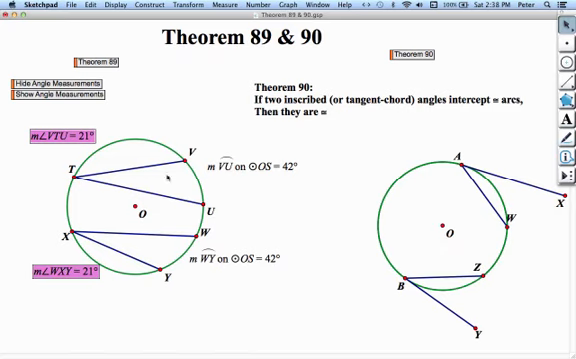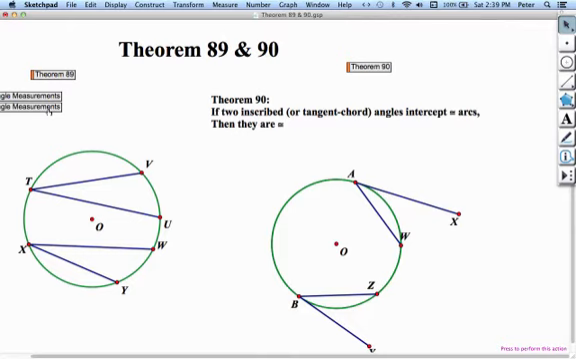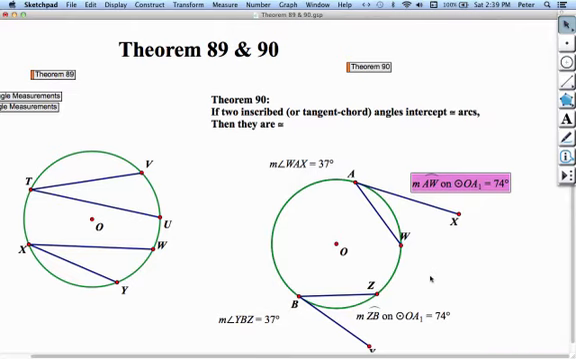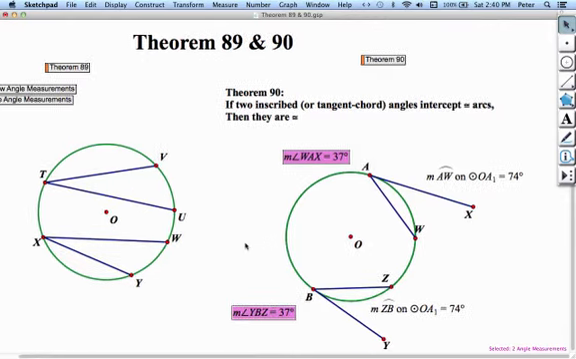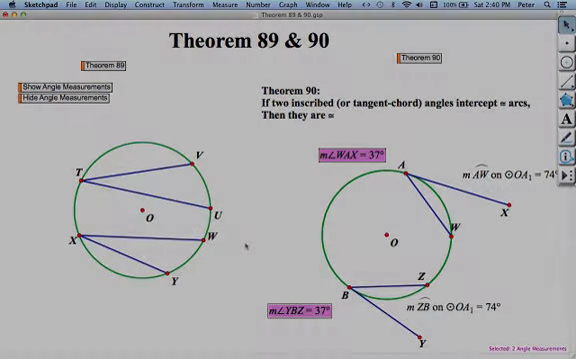So it's not surprising that the angles that are intercepting them are going to be congruent because they're both half of the same measure. All right then, let's take a look at the other diagram where we have two tangent chord angles that are also intercepting congruent arcs. Arc AW is 74 degrees and arc ZB is 74 degrees. No surprise then that the angle intercepting arc AW is congruent to the angle intercepting arc ZB. They're both 37 degrees, which is half of the two congruent arcs. Okay, let's make sure that you have these two theorems in your notes, and then we'll move on to the last two theorems for this video.